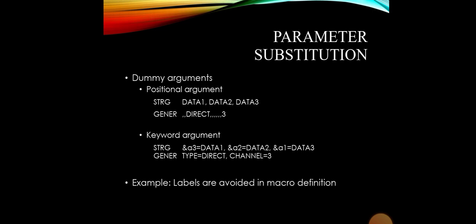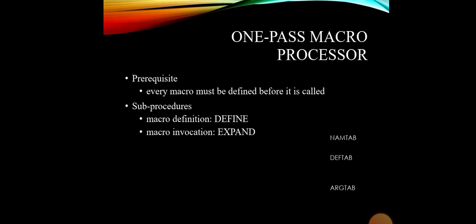So next, let's see what is parameter substitution. There are dummy arguments, that is, positional arguments that store string data 1, data 2 and data 3, and keyword arguments, which means it has a key addressed to each data, that is, A3 to data 1, A2 to data 2 and A1 to data 3. Example labels are avoided in macro definition. This is the main concept of examples of parameter substitutions.